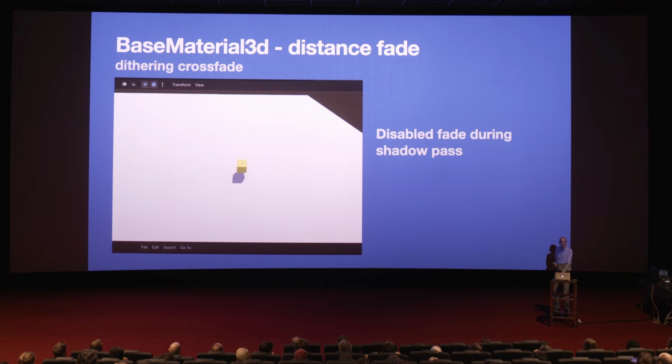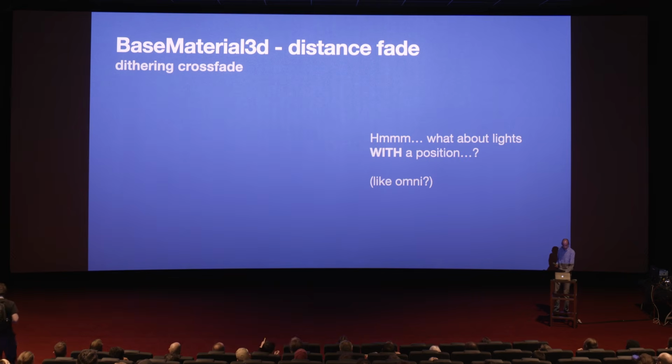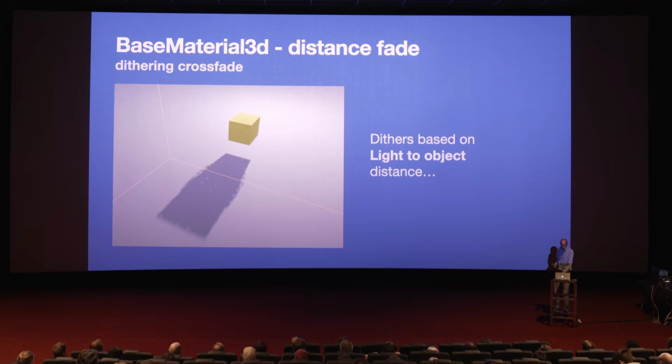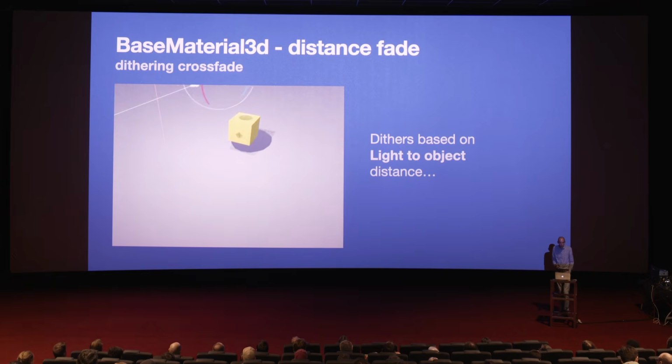Now, life is actually good, but it's an interesting thing. Getting back to those lights, what about a light that does have a position? Well, interestingly enough, the out-of-the-box solution, what happens is, you don't move the camera. Now, if you move the lights, you could see in the shadows that it starts dithering.